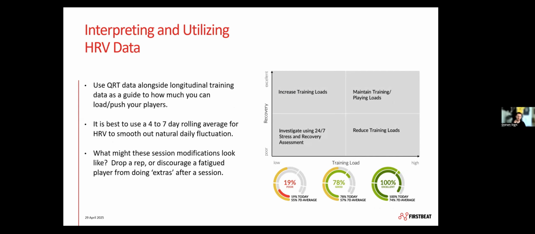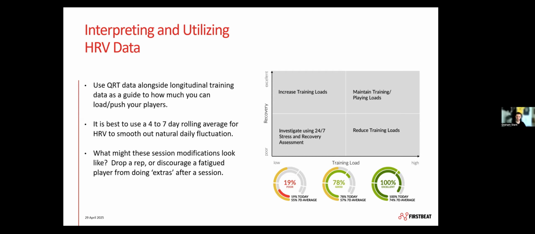So in terms of how you might utilize that, you're probably going to be using it alongside your training load, and the matrix on the right of the screen gives you an idea of how you might utilize that information. When recovery is good but training load is low, then that's giving you an insight that you can increase the loads or the intensities or a bit of both. Whereas conversely, if recovery scores are low and training loads are high, then you clearly need to reduce what they're doing. If training is high and recovery is high, then just maintain what you're doing.